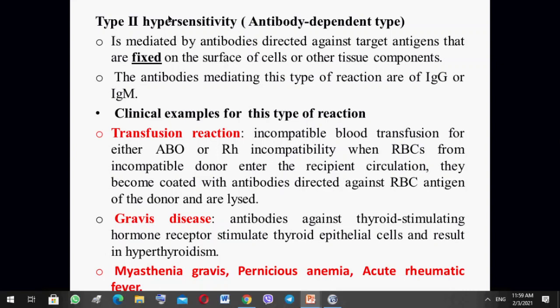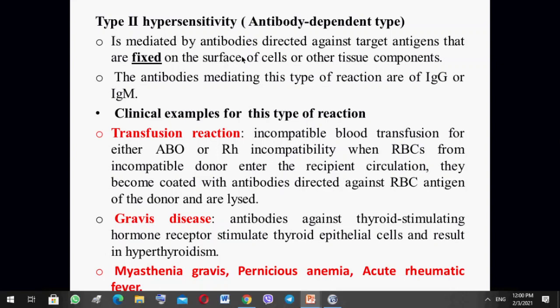The definition of type 2 hypersensitivity reaction is that it is an antibody dependent type. So the main players in type 2 hypersensitivity reaction are the antibodies. Okay, and which antibodies play a role in type 2 hypersensitivity reaction? It is either IgG or IgM. There is no role of IgE in type 2 hypersensitivity reaction. IgE only triggers type 1 hypersensitivity reaction, while IgM or IgG can trigger type 2 hypersensitivity reaction.